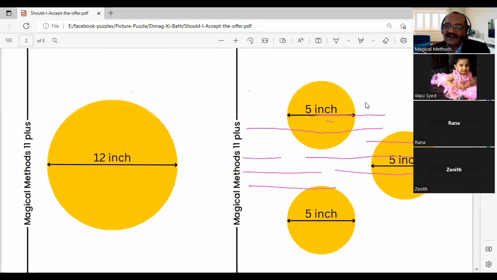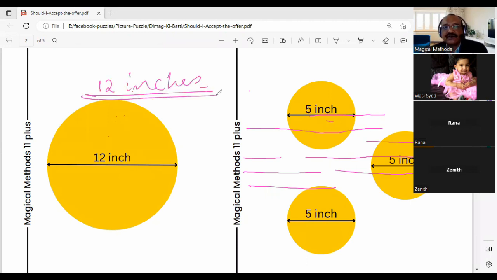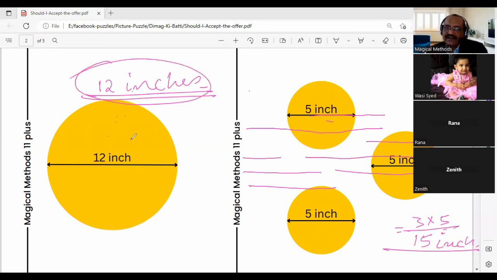Yeah, let's try to understand the offer now. So here is the offer. The offer says that you have a 12-inch pizza and you have three 5-inch pizzas. Suppose as a layman, I just want to figure out, here your diameter is 12 inches, and here if you check the diameter, 5, 5, 5, it makes 3 times 5, and that makes you 15 inches. So when you see it like this, you say that you should accept the offer.